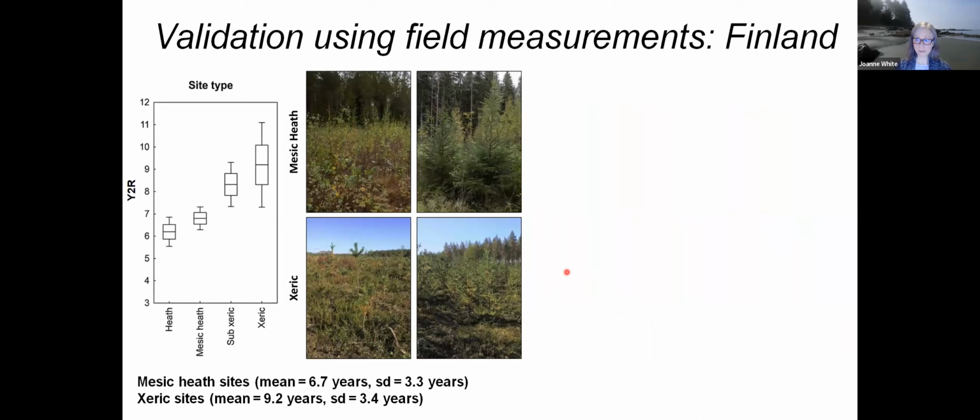We've also used field plot data to validate these. So we've looked at recovery across different productivity gradients. This was also done in Finland. What we found is that sites that were less productive, so these xeric sites, had longer recovery times on average than sites that were more productive.